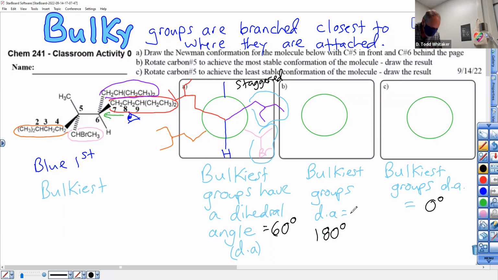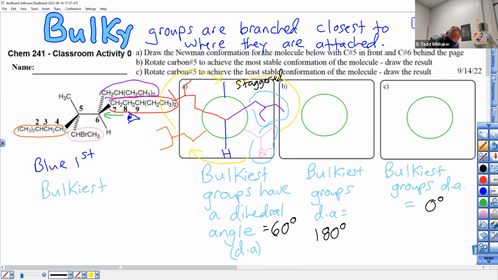And the question asks us to rotate carbon 5, which is the back one. How much do I have to rotate the back one so that the pink thing is 180 degrees from the purple thing? So 60, 120, correct? It needs to go where the orange thing is, was what I'm saying. Correct? So we're going to rotate 120. Everything gets rotated 120 on the back carbon.